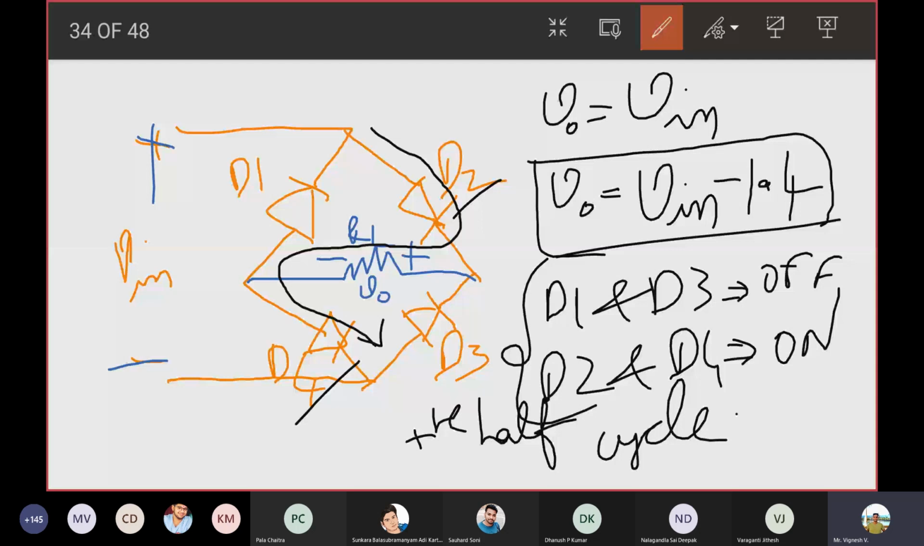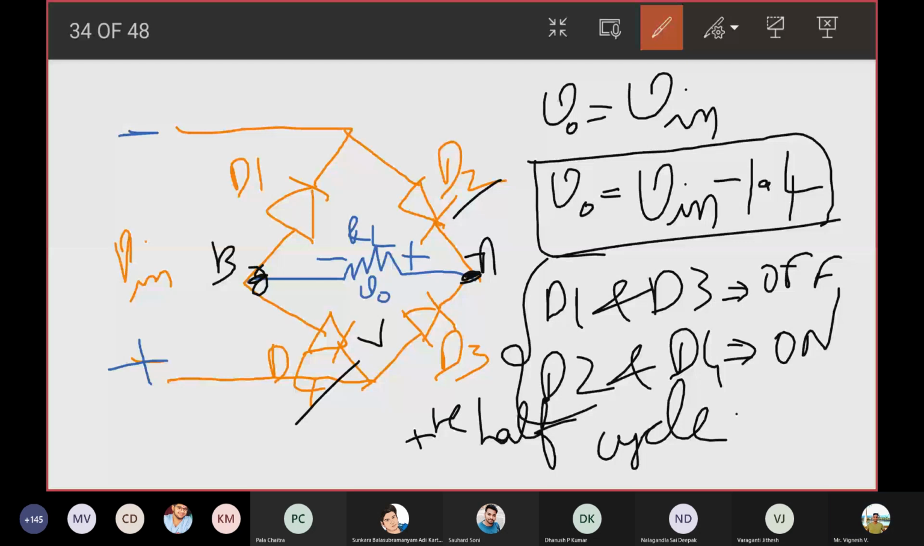Let us see how the current flows in the negative half cycle. I hope the positive half cycle is understood. Yes, sir. So let me show what happens in the negative half cycle. In the negative half cycle, this is your plus and this is minus. Which two diodes are on in the negative half cycle? D1 and D3, sir. If D1 and D3 are on, what is the current direction? Current direction would be this.